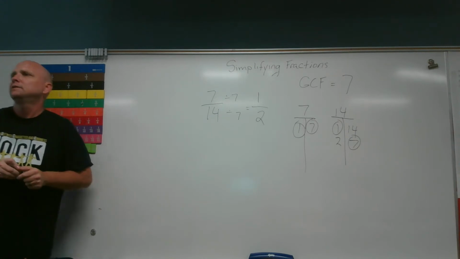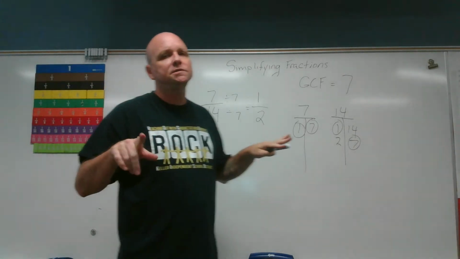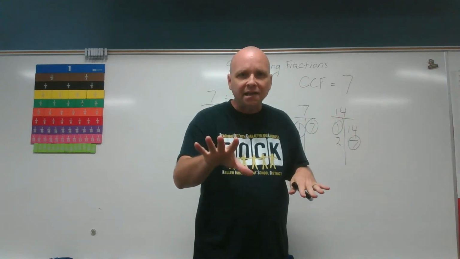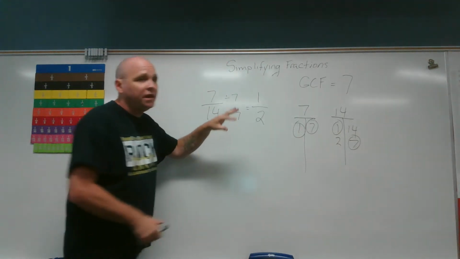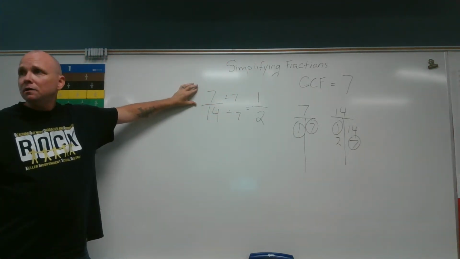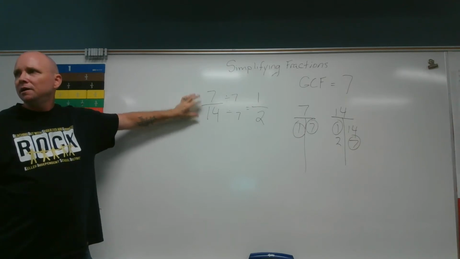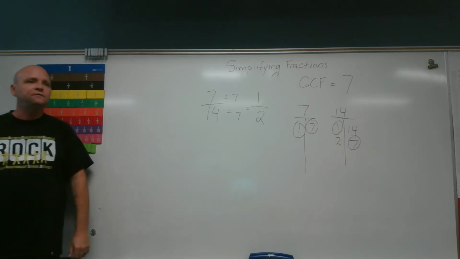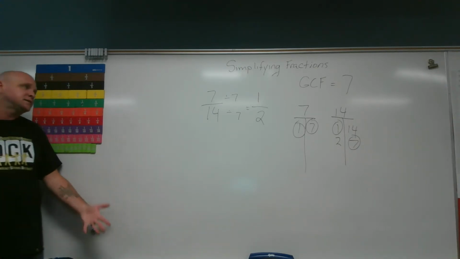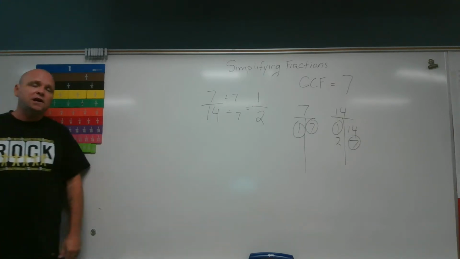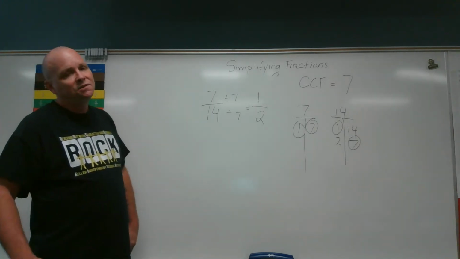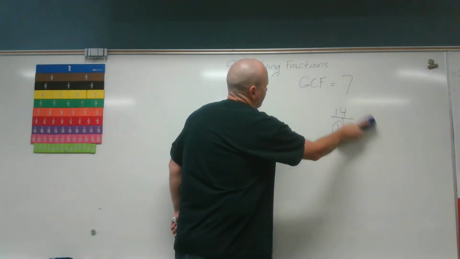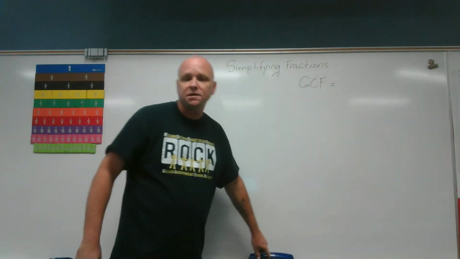A little hint that I didn't share with the other 2 classes, so don't tell them. If the numerator is half of the denominator, like 7 is half of 14, that fraction's always going to simplify down to 1/2. 30 over 60, 30 is half of 60, so that fraction's going to simplify down to 1/2. Just a little fun piece of information I thought you'd enjoy.